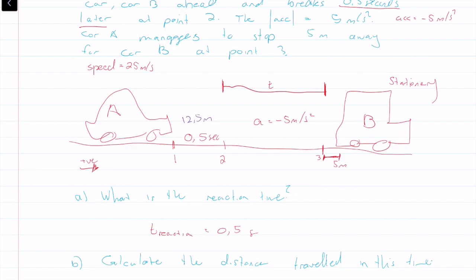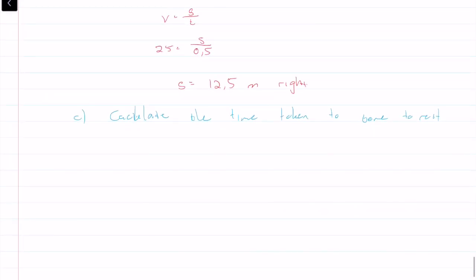Okay, so here we need to use UVATS. Our initial velocity is 25 meters per second, our final velocity is 0 meters per second, our acceleration is -5, time is the unknown, and displacement is also an unknown. So we're looking for time, so we can use the equation v equals u plus at. So we have 0 minus 25 is equal to minus 5t. So time comes out as 5 seconds.